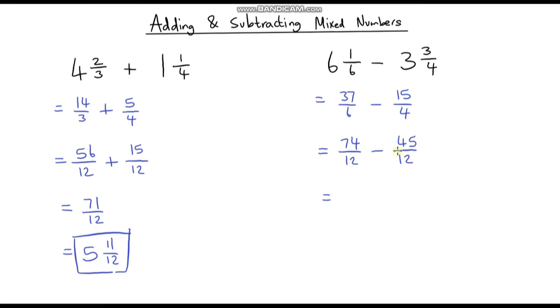So 74 minus 45 is 29. It's going to be 29 over 12, and then we just convert that into a mixed number. 12 times 2 is 24, and we're going to have 5 left over. So it's 2 5/12, and that is our answer.